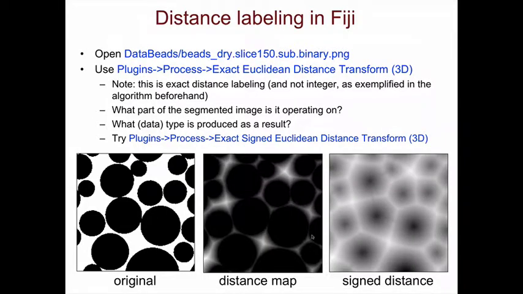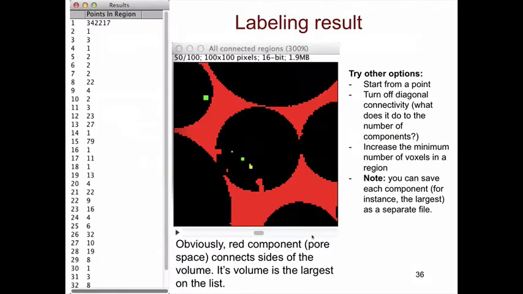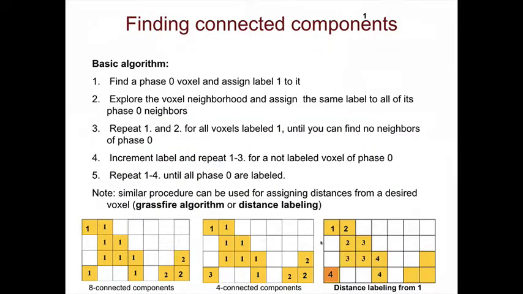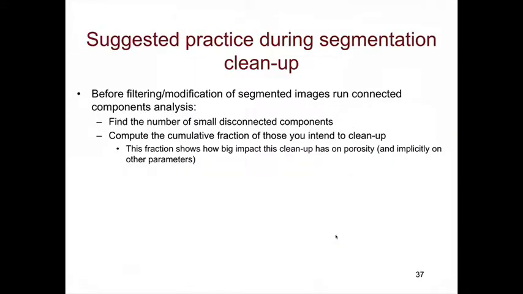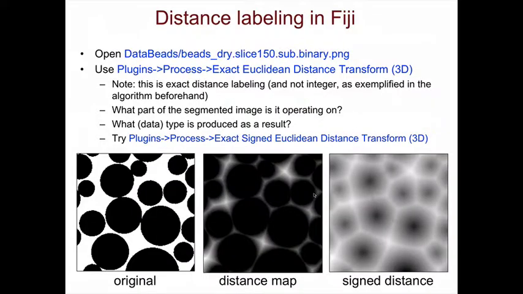We mentioned the distance labeling algorithm that was more in terms of integers: how many voxels or pixels away am I from my starting point. There is also distance labeling in Fiji, which is also rather useful because it can be manipulated in all kinds of ways, and we will use it in algorithms later.